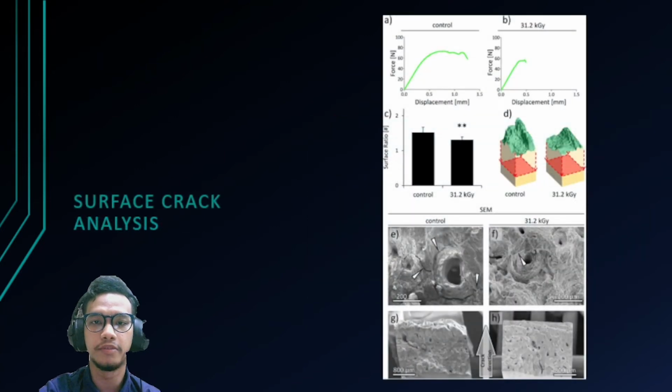For the last method, which is crack surface analysis, an opto-digital microscope is used and the analysis of the crack surface revealed a much smaller crack surface in the 31.2 kGy group than in the control group. Those white arrows in photos E and F show the crack that occurred in the bone. From here, the control group produced a crack surface ratio of 1.31 plus minus 0.086, indicating a smooth fracture surface in the 31.2 kGy group.